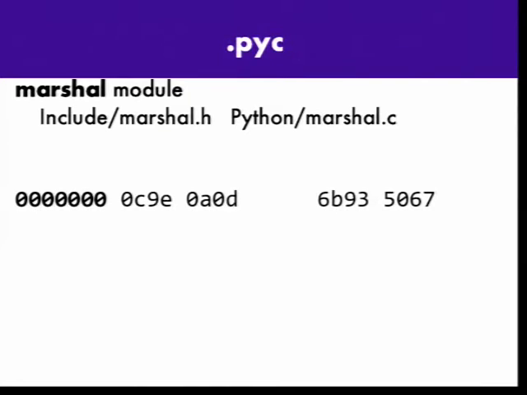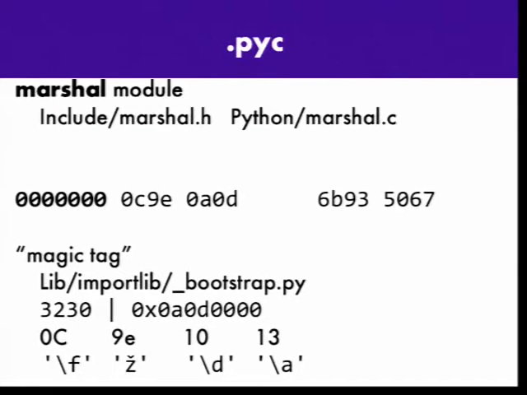So let's talk about the structure of the PYC file. It contains three things. The first two are integers, and the third one is a code object that represents the module that you want to load. The first integer is these first 4 bytes, 0C9E0A0D. The second is a time. So I'm getting ahead of myself. The first one is what's called a magic tag. This is just a magic number that tells Python what version of Python was used to generate this bytecode.